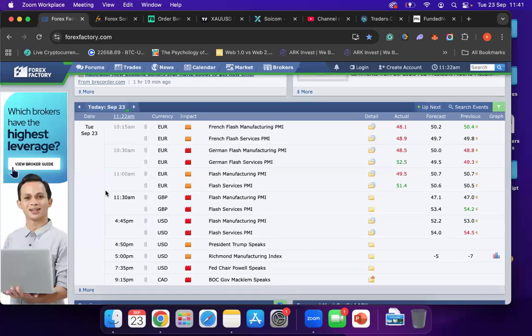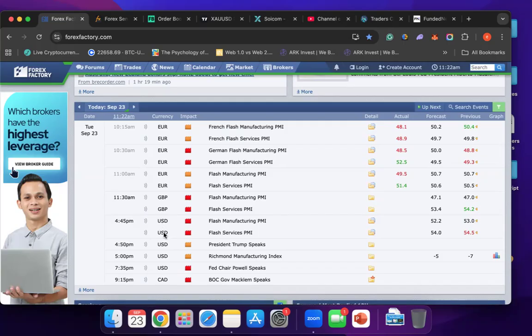One, I usually come to Forex Factory and check the economical calendar. If there's any high impact news, the one with red folders, these are high impact news. Like at 10:30 a.m., we had a very high impact news on euro, and 11:30 a.m. GBP, very high impact news. And for the dollar, it's around 4:45 p.m. We have very high impact news.